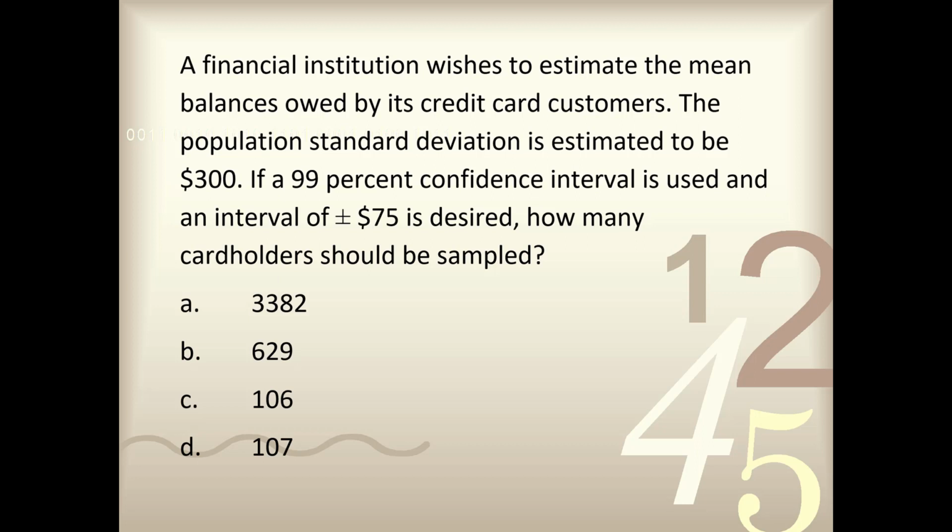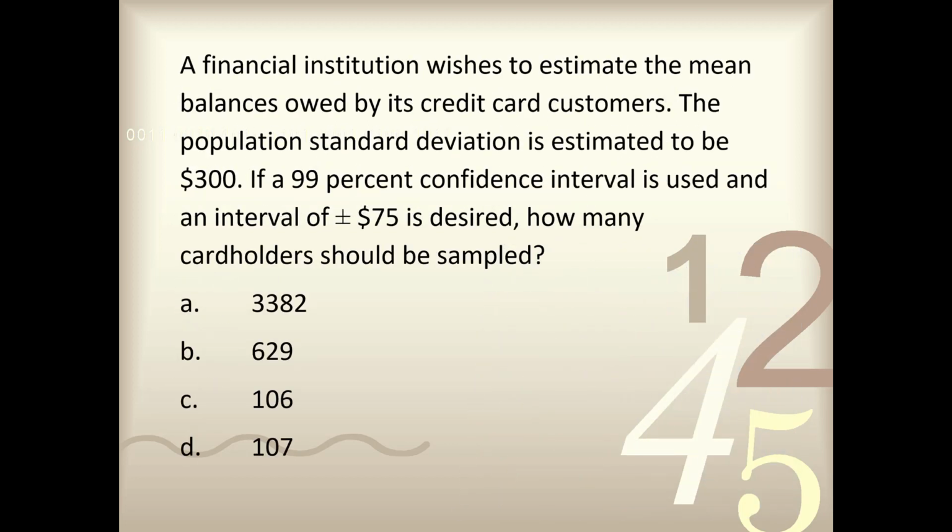Okay, let's look at this problem. A financial institution wishes to estimate the mean balances owed by its credit card customers. The population standard deviation is estimated to be 300. So notice this is going back to a mean problem. It's not a proportion problem. We also see that with the margin of error being $75 instead of a percent. So if a 99% confidence interval is used and an interval of $75 is desired, so basically margin of error plus or minus $75, how many cardholders should be sampled?